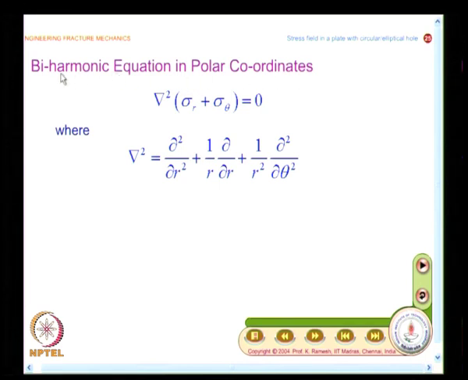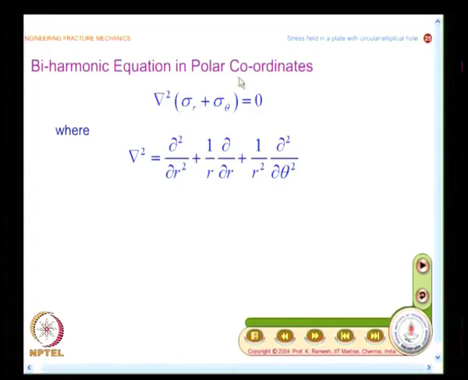What is the nature of the bi-harmonic equation in polar coordinates? And we will define what is del squared. So, del squared of sigma r plus sigma theta equal to 0 is the compatibility condition, and del squared is given as dou squared by dou r squared plus 1 by r dou by dou r plus 1 by r squared dou squared by dou theta squared.